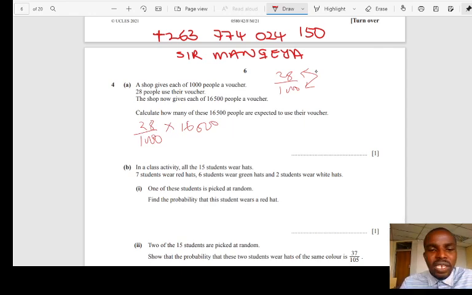Then times 16,500. So 462 people are expected to use their vouchers.